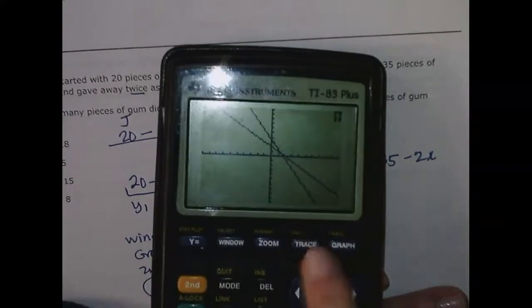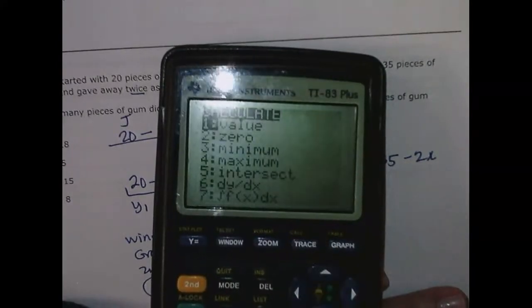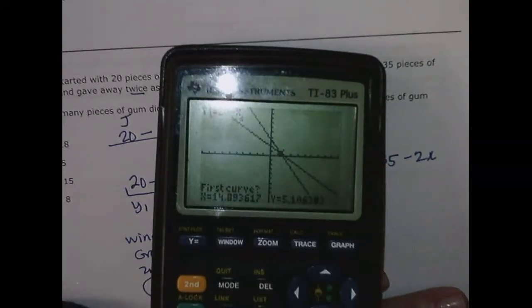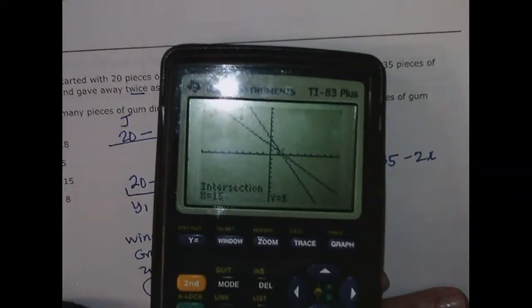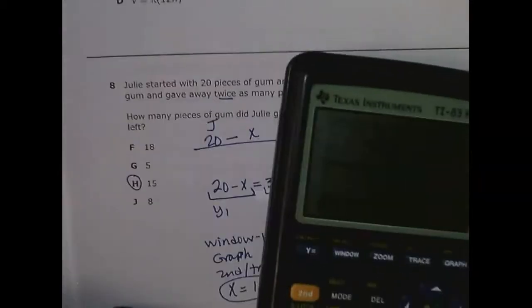Then I'm going to do second trace to calculate. I'm going to push 5 for intersection, and I'm going to push 3 enters. 1, 2, 3. X equals 15. And if you notice, that's choice H.